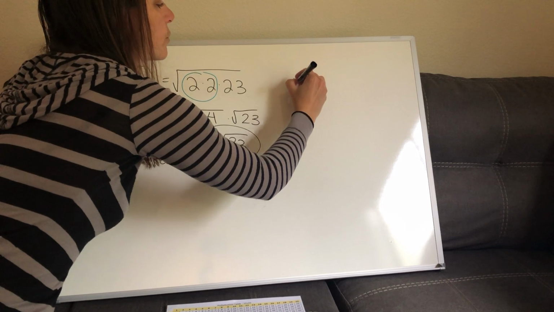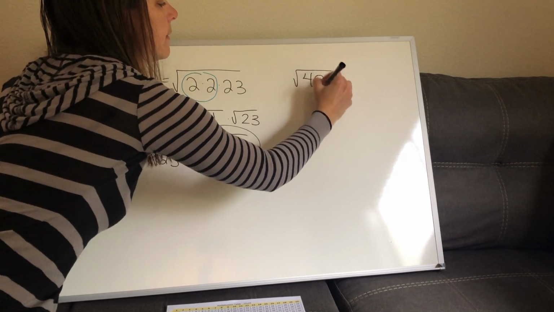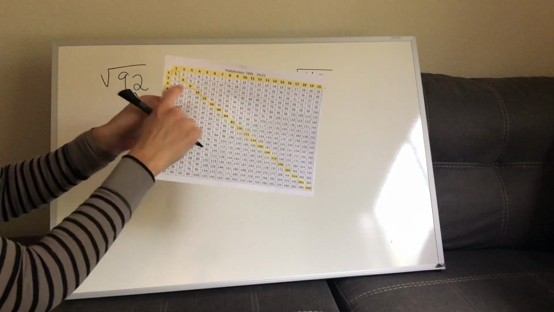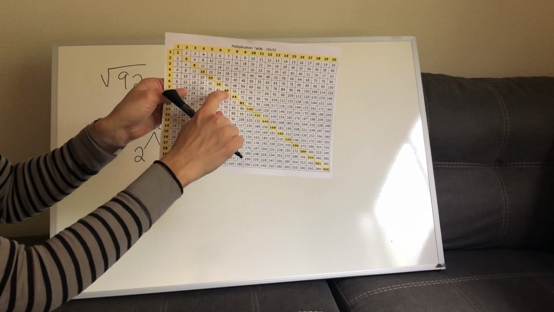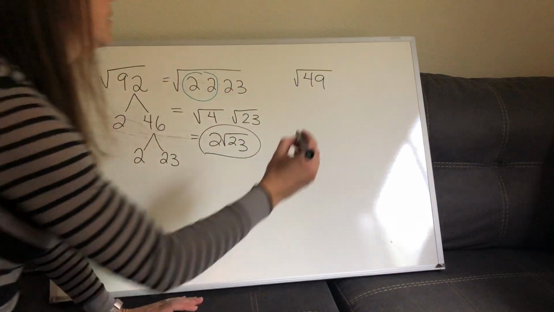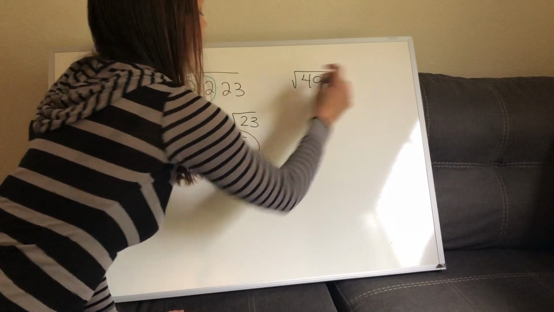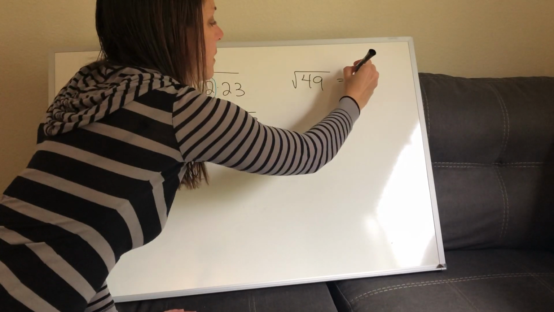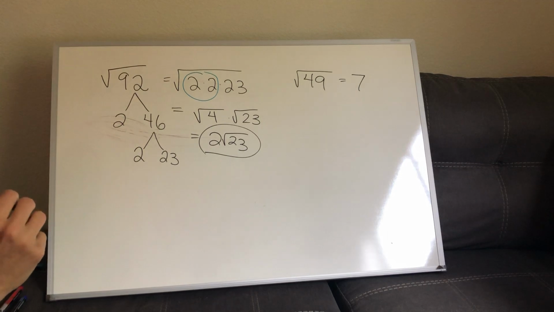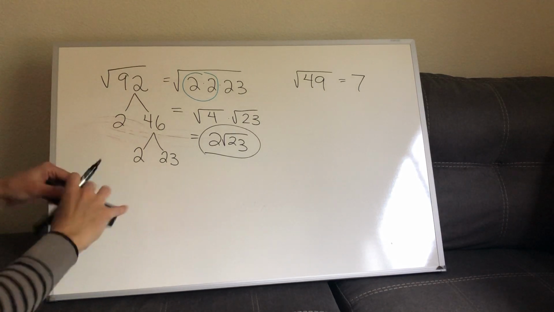Let's try the next one, square root of 49. Well, I look along here and hey, look what I figured out. I already know that it's a perfect square. So I can even skip all that and just say, hey, I know what number times itself gives me 49? 7. So that one's done. Okay?